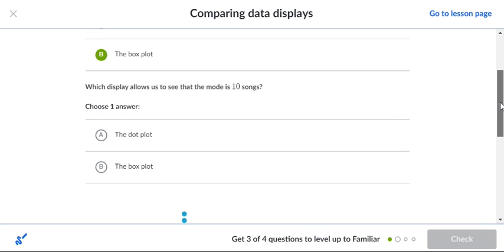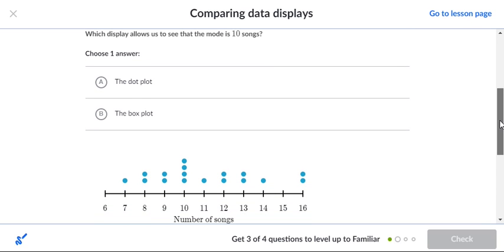Which display allows us to see the mode is 10 songs? Well, right here we can see the mode much easier because mode means most often. If you take the word mo, mo stands for most often. So the mode is like a frequency. Which one has the most dots here? If you look at the dot plot, you can clearly see that you have 4 dots at 10. So the dot plot would make that easier to see.